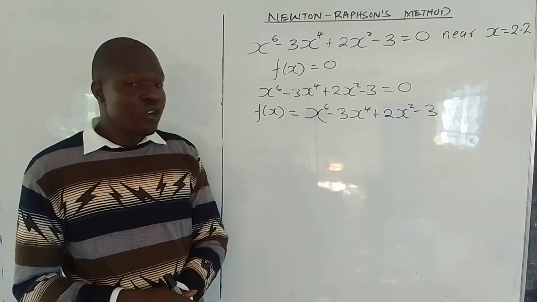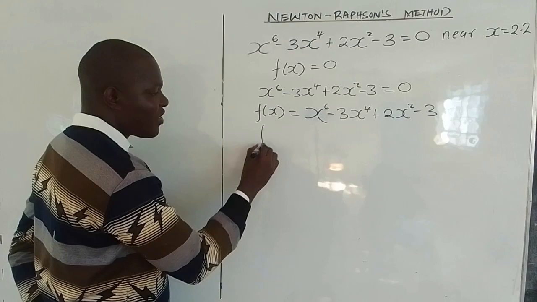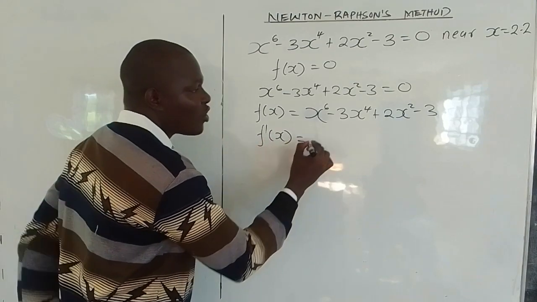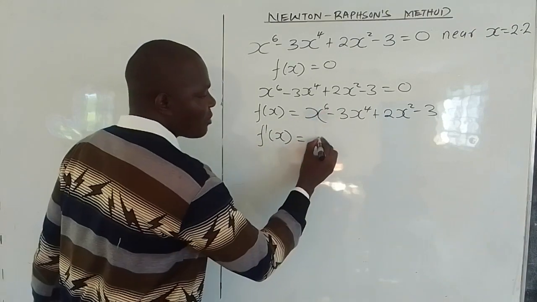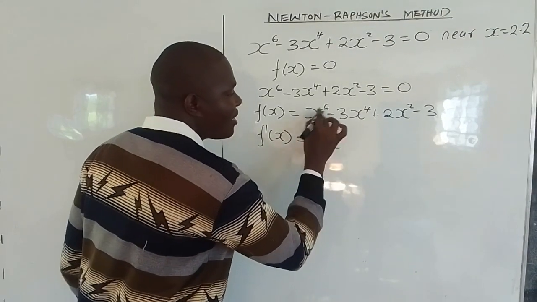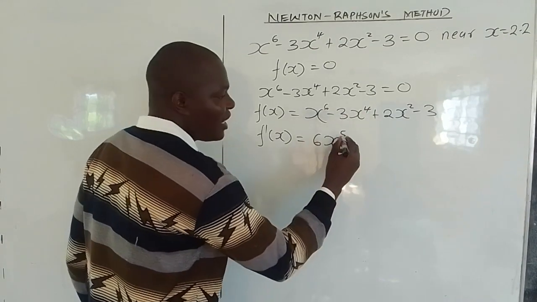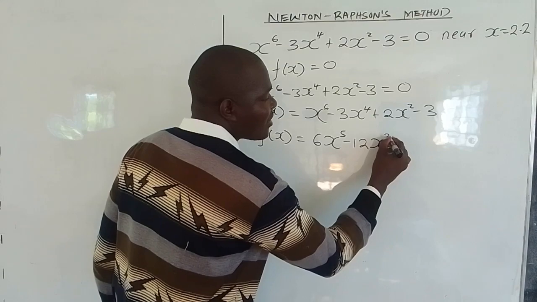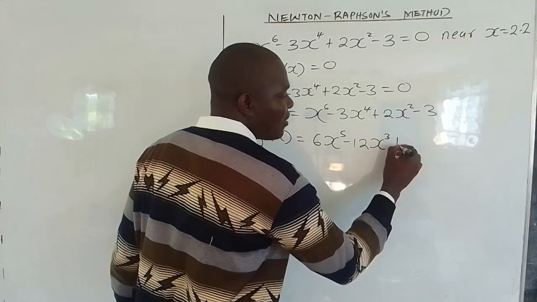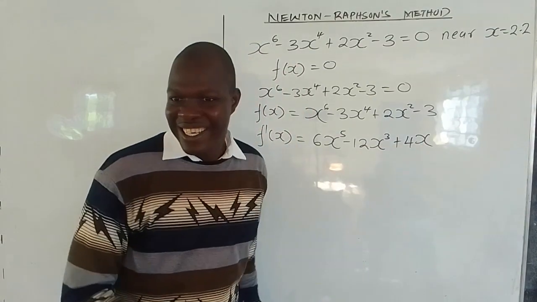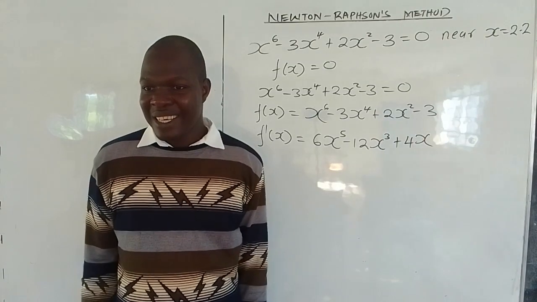Having found the function, what do we do? We differentiate the function, isn't it? So when we differentiate the function, f prime of x, what do you get? When you differentiate x raised to power 6, 6 times 1, you get 6, then you reduce the power by 1: 6x raised to power 5, isn't it? Then here, 4 times negative 3, you get negative 12x cubed, you reduce the power by 1, isn't it? Then this, 2 times 2 gives 4x, isn't it? Are we together? Yes. Then when you differentiate a constant, you get 0.